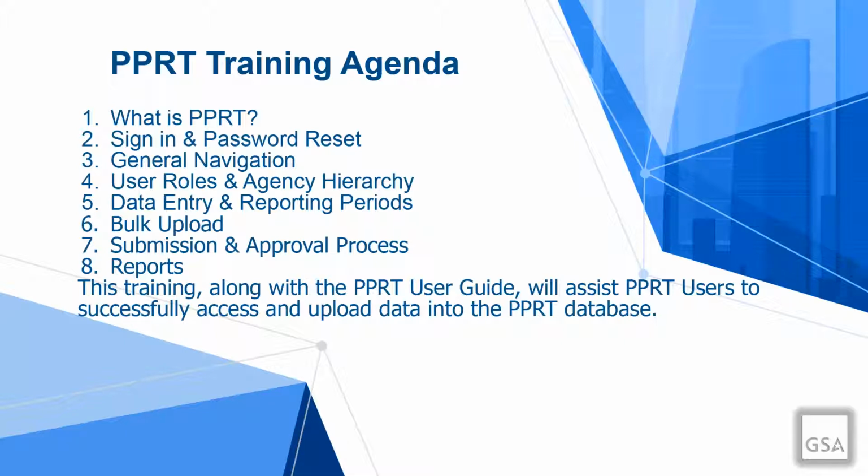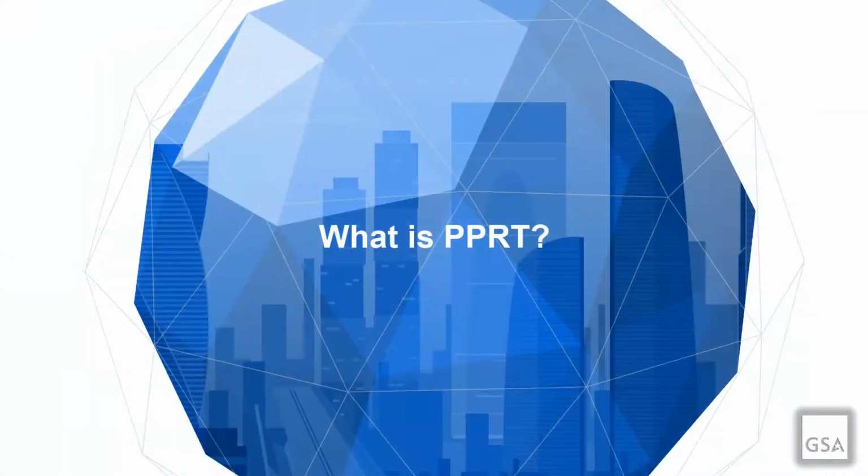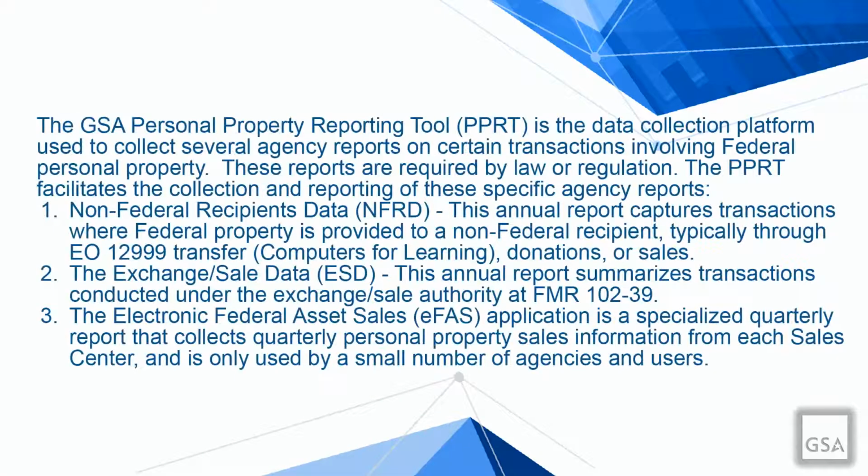This training video, along with the PPRT user guide, will assist PPRT users to successfully access and upload data into the PPRT database. So what exactly is PPRT? The GSA Personal Property Reporting Tool, or PPRT, is the data collection platform used to collect several agency reports on certain transactions involving federal personal property. These reports are required by law or regulation. The PPRT facilitates the collection and reporting of these specific agency reports.